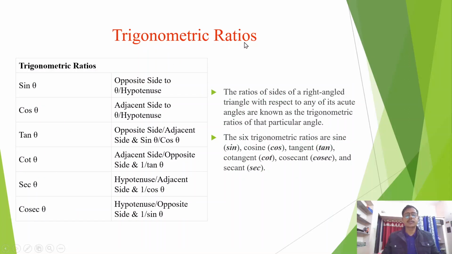Now what is a trigonometric ratio? The ratios of the sides of a right angle triangle with respect to any of its acute angles are known as the trigonometric ratios of that particular angle. There are six trigonometric ratios: sine, cos, tan, cot, cosec, sec. For a given angle theta, sine theta is equal to the opposite side to theta upon the hypotenuse. Similarly, we can find all the remaining trigonometric ratios.